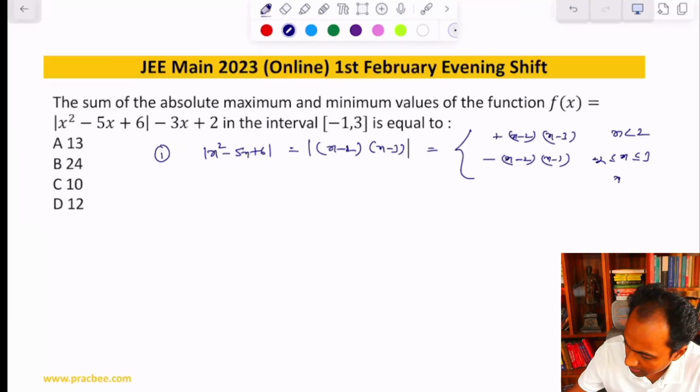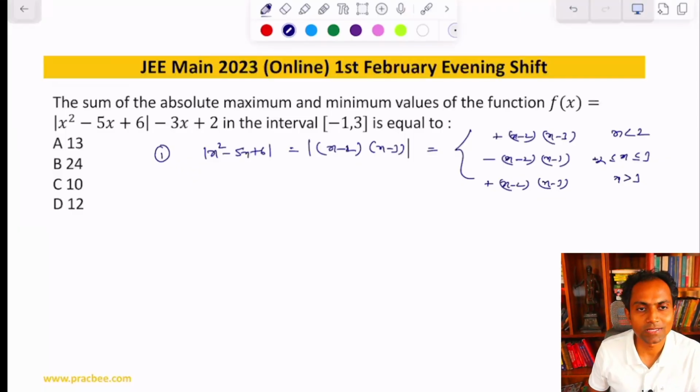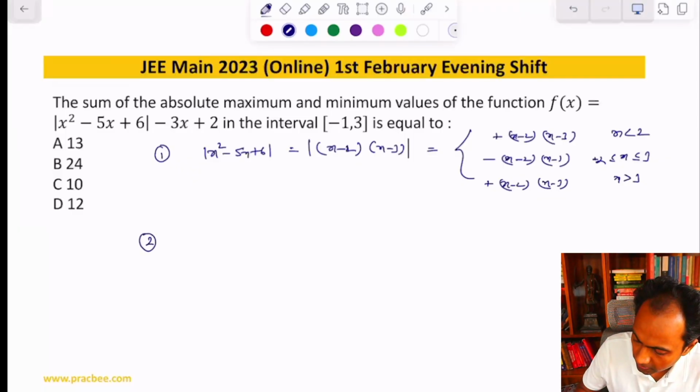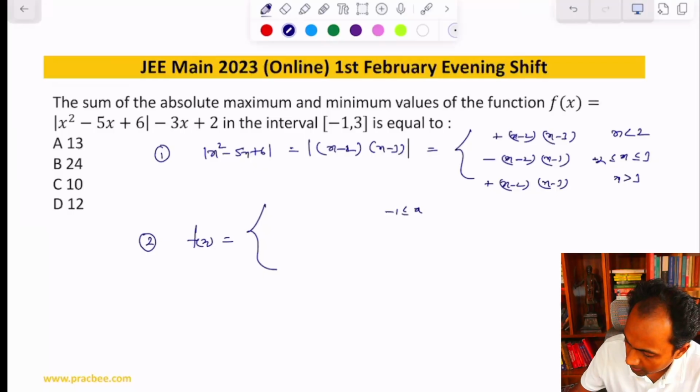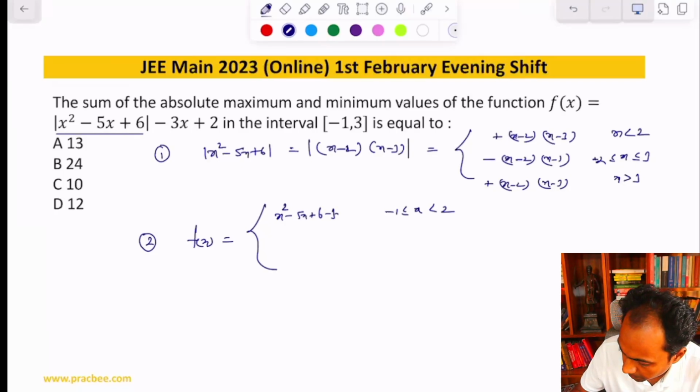And for values greater than 3, it can again have positive value. So now once you understand this, my f(x) can be reinterpreted, till minus 1, because we only want to start from minus 1 to 2. It will become, now this will open with a positive sign, so it becomes x square minus 5x plus 6 minus 3x plus 2. This is what we will get.